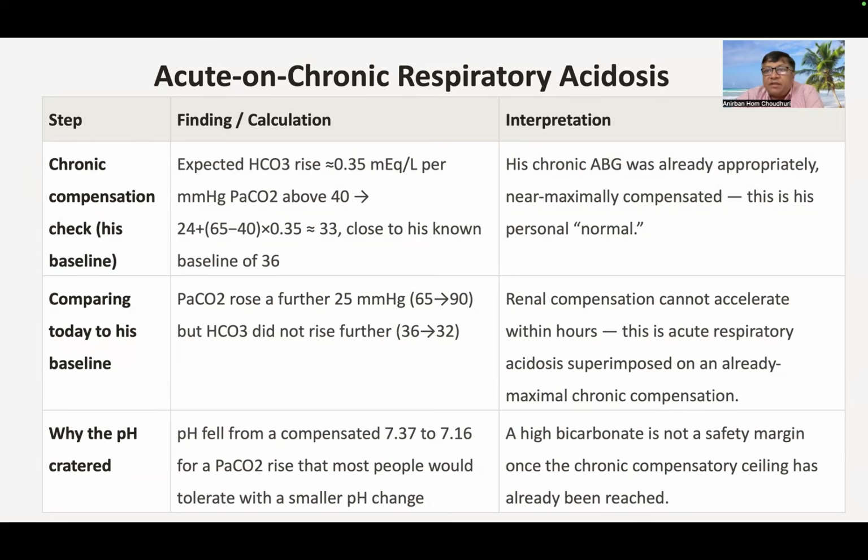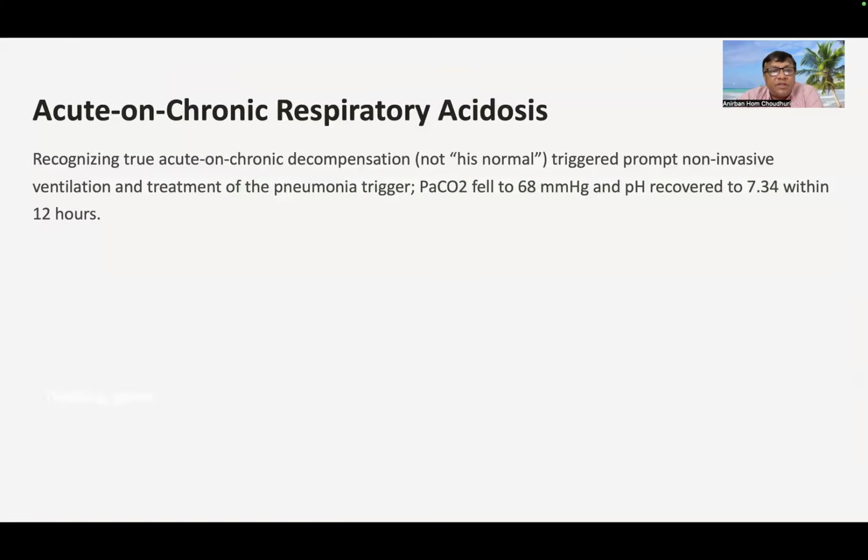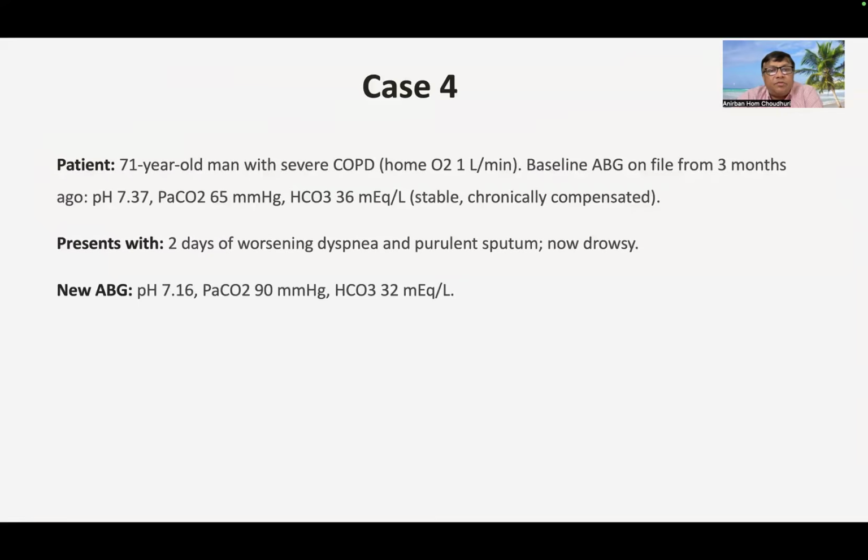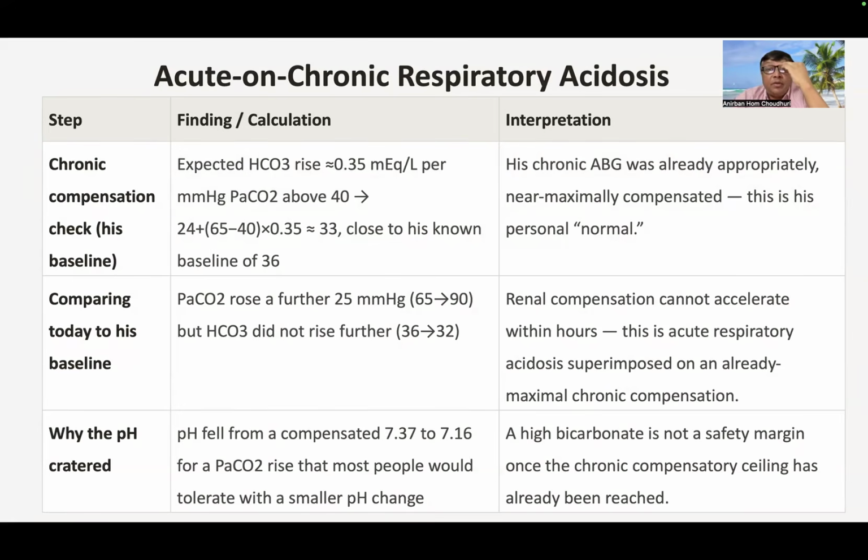So comparing that ABG with the ABG obtained today, the PCO2 has risen a further 25 millimeters mercury, from 65 to 90. But bicarb did not rise further. In fact, it has come down from 36 to 32. So the interpretation is that renal compensation cannot accelerate within hours. So this patient had acute respiratory acidosis superimposed on an already maximal chronic compensation.